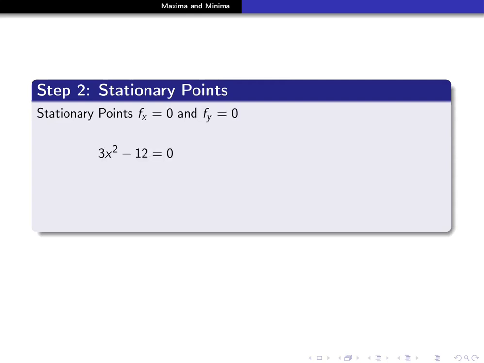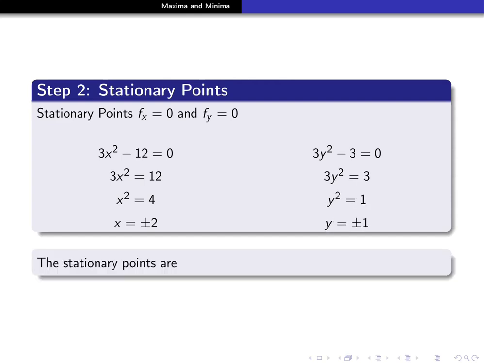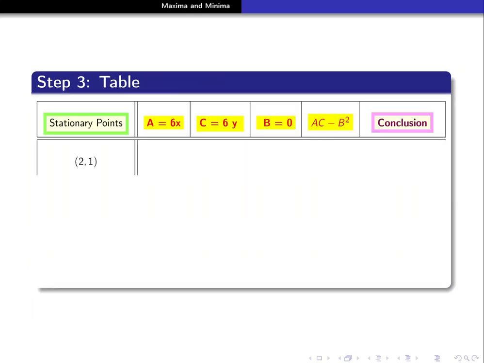So therefore fx is 3x square minus 12. Equating it to 0, from this we can get an x value. So x square is equal to 4, therefore x is equal to plus or minus 2. Similarly fy is equal to 0, therefore 3y square minus 3 is equal to 0. From this we can find y is equal to plus or minus 1. Therefore the stationary points are (2, 1), (2, -1), (-2, 1) and (-2, -1).